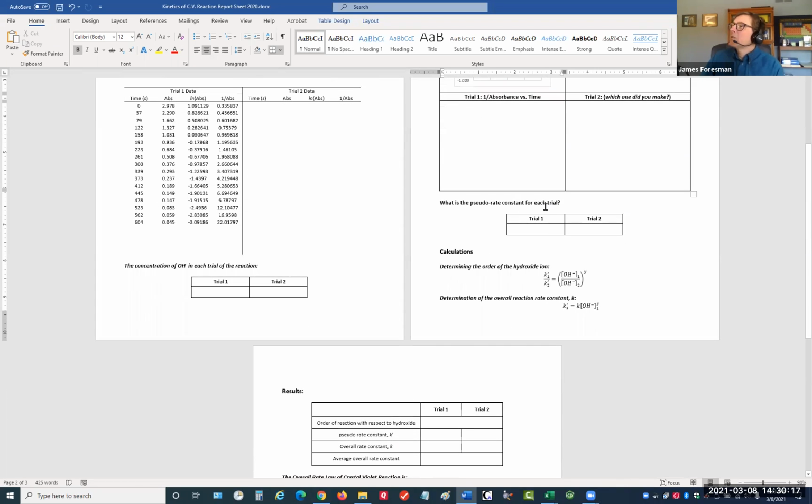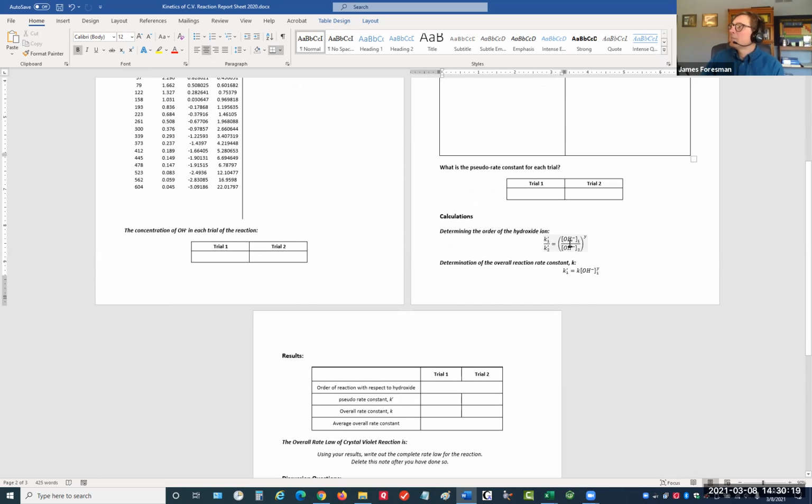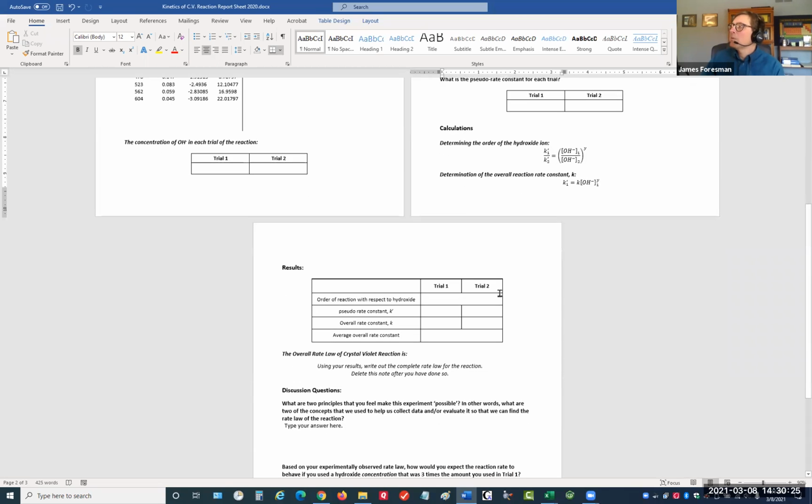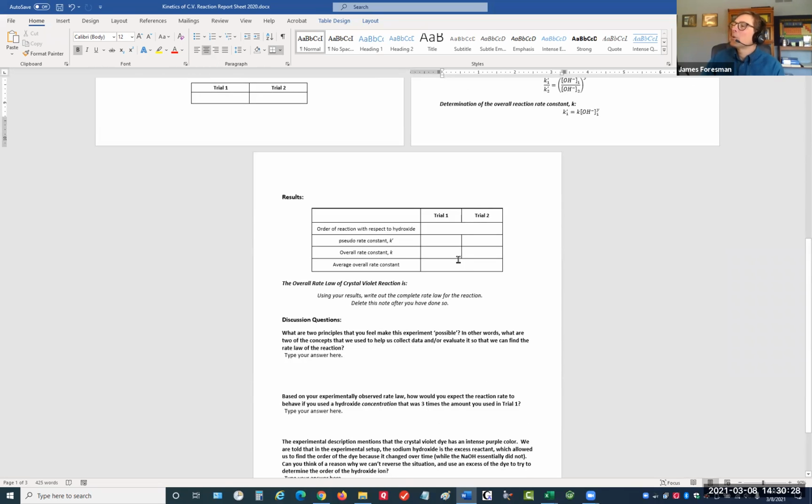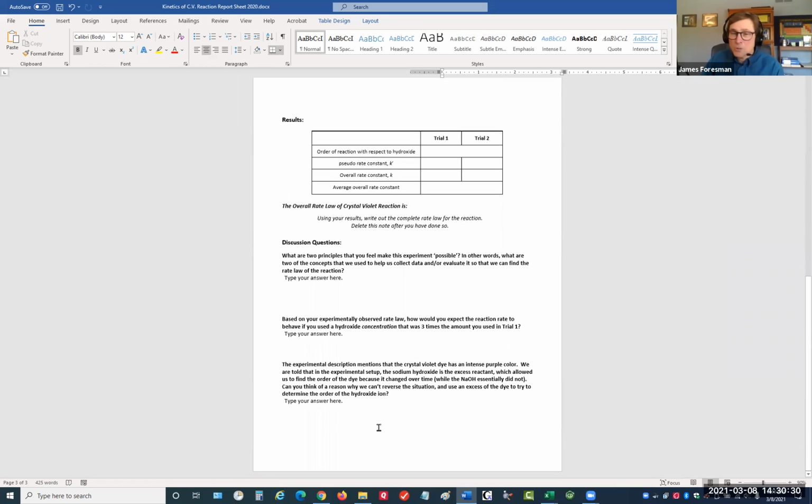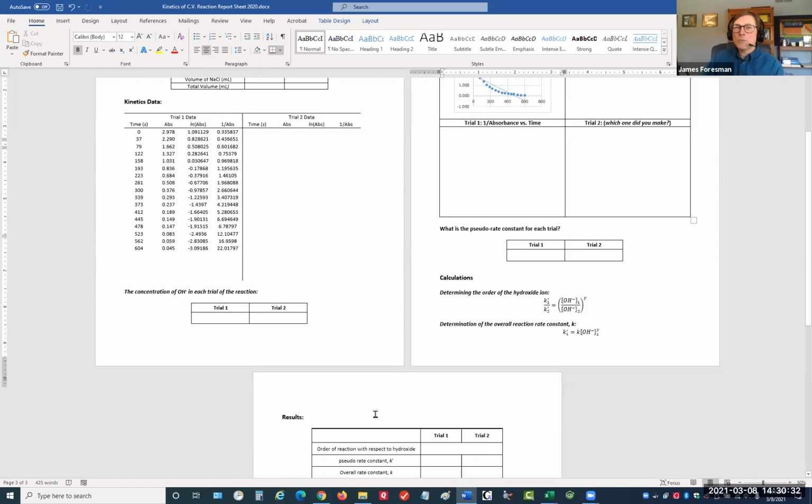Then the calculations are underneath here, and we even remind you in the report template which calculations to use. So hopefully that will go straightforward. You'll do your calculations and report your results. You'll answer the discussion questions, and you'll submit your report.